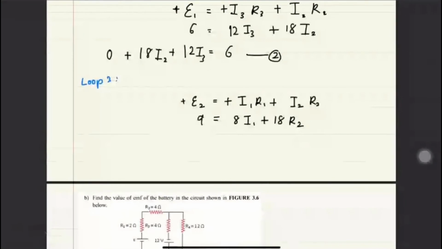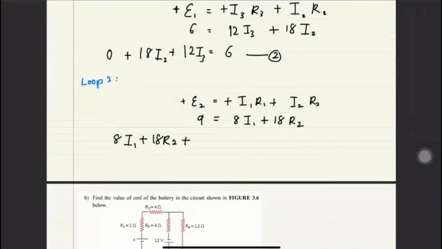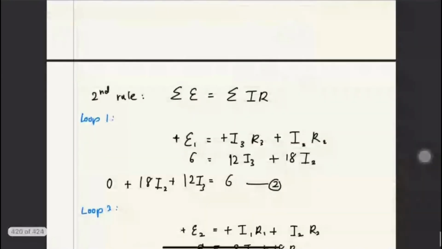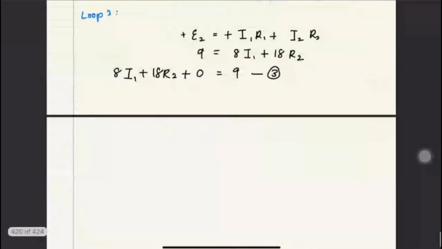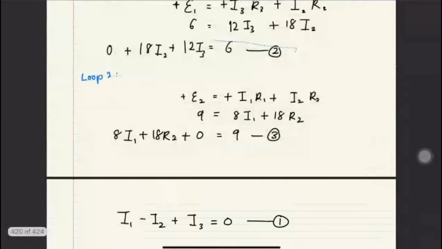Okay, again, I rearrange. I can bring this one: 8 I1 plus 18 I2 plus 0 equals 9. This would be my third equation. So if I have 3 equations, I can bring everything side by side to compare. Like I told you before, try to write it in matrix form so that it is easier when you try to solve it using a calculator.